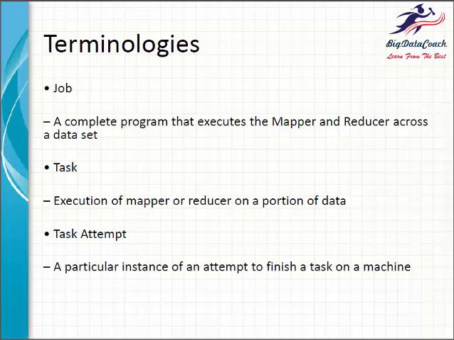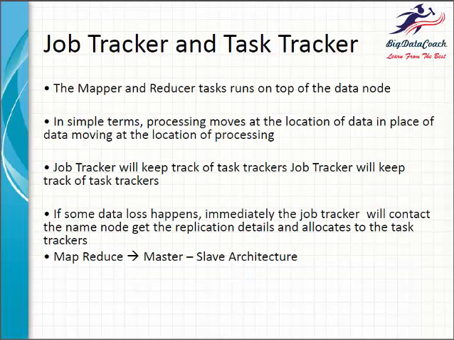A job is a complete program that executes the mapper and the reducer across a dataset. Execution of mapper or reducer is done on a portion of the data which is known as a task, and a particular instance of an attempt to finish a task on a machine is called the task attempt. The MapReduce architecture follows the master-slave architecture. The mapper and the reducer tasks run on top of the data nodes. Processing moves to the location of data instead of moving the data to the location of processing.